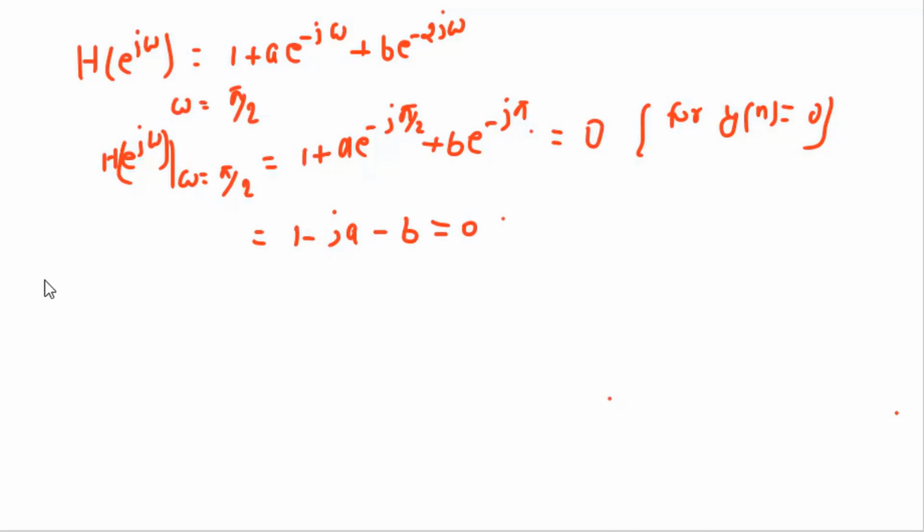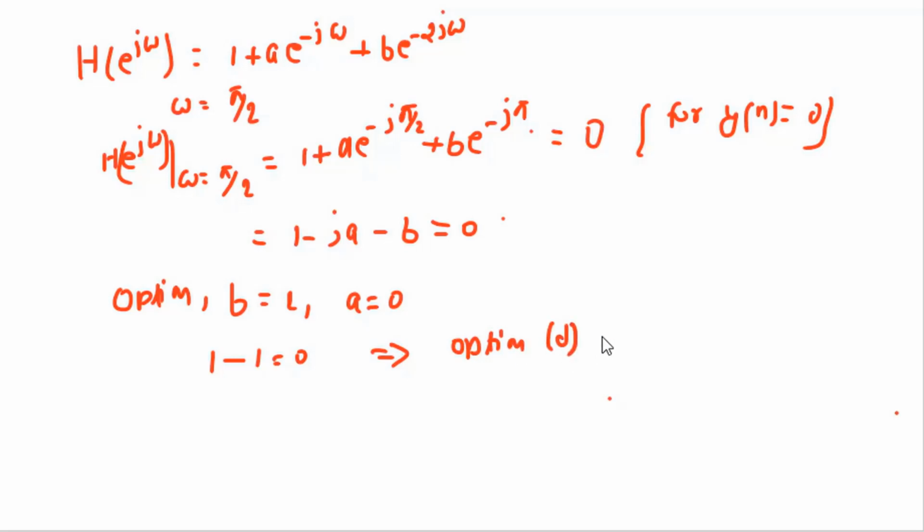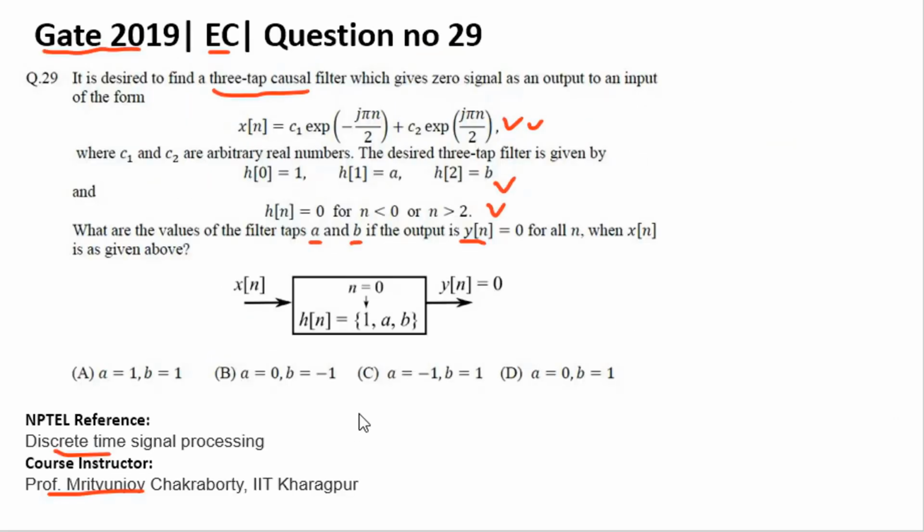So in the question, option D, that is b equal to 1 and a equal to 0, is the only one satisfying this equation. So this becomes 1 minus 1 equal to 0. So option D is the correct option. So option D is the correct answer for this question.